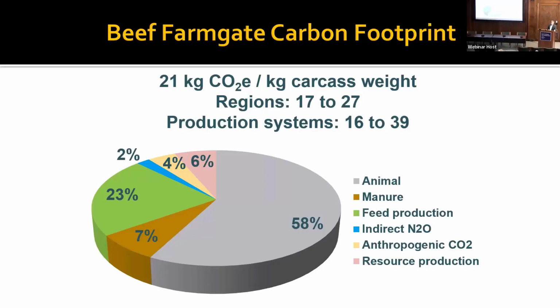And so the weighted total number that we came up with was 21 kilograms of CO2 equivalent per kilogram of carcass weight produced. And you can see there it varies some across regions within the United States and even more across different specific production systems that we modeled. The one consistent thing is that the large majority is, and we all know this, enteric methane emissions from the animal. Next in line would be the nitrous oxide emission that comes from feed production. You can see some of the other numbers there.